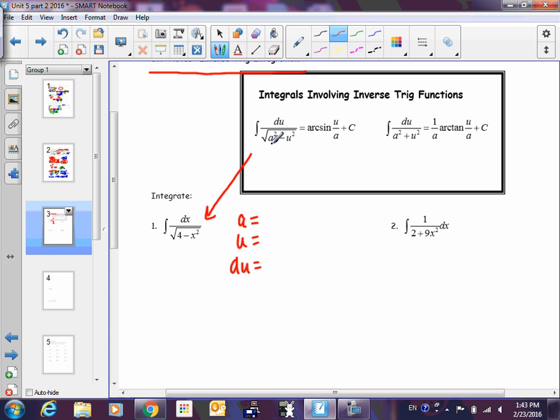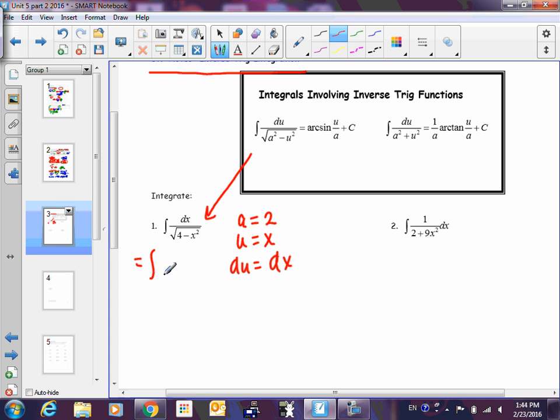So the A is always the number. And we can see here, there's a 4 in place of A squared. So what is just A? 2. Okay. In place of U, there's an X. So in this case, U is just X, so this is not like normal U substitution, right? This is using a formula. And then DU would be DX.